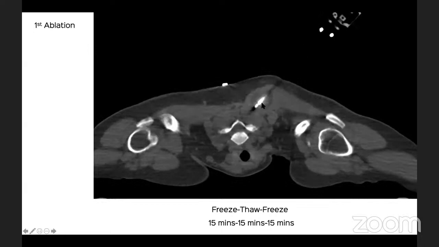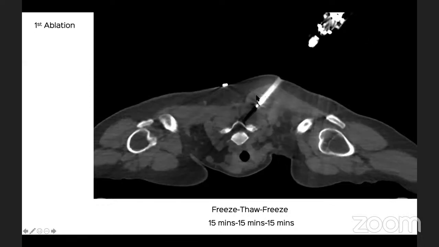And the advantage of cryo, which we've seen in the liver as well, over RFA, is that you know what you're ablating. With RFA, it's always a conjecture. You just assume that you've ablated whatever you have because you know that that's the zone of ablation, but you don't see it. Here you can see the ice ball forming.